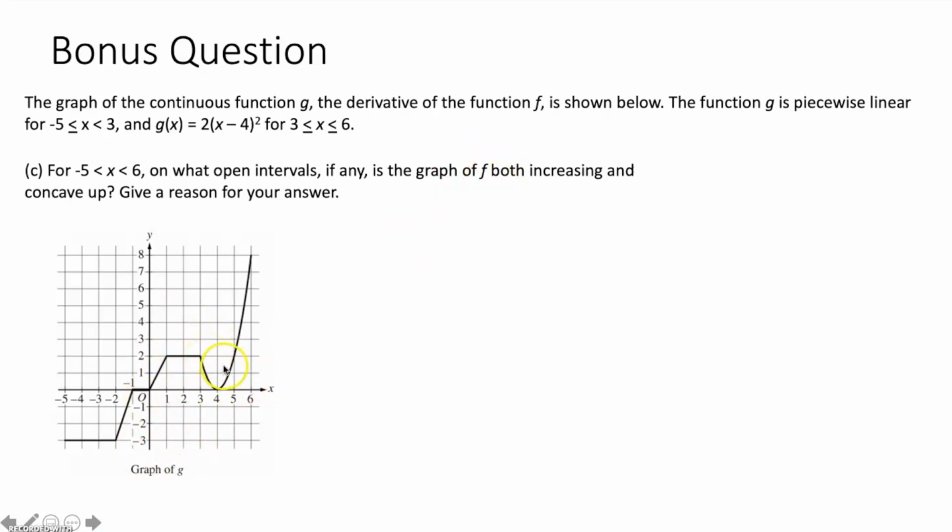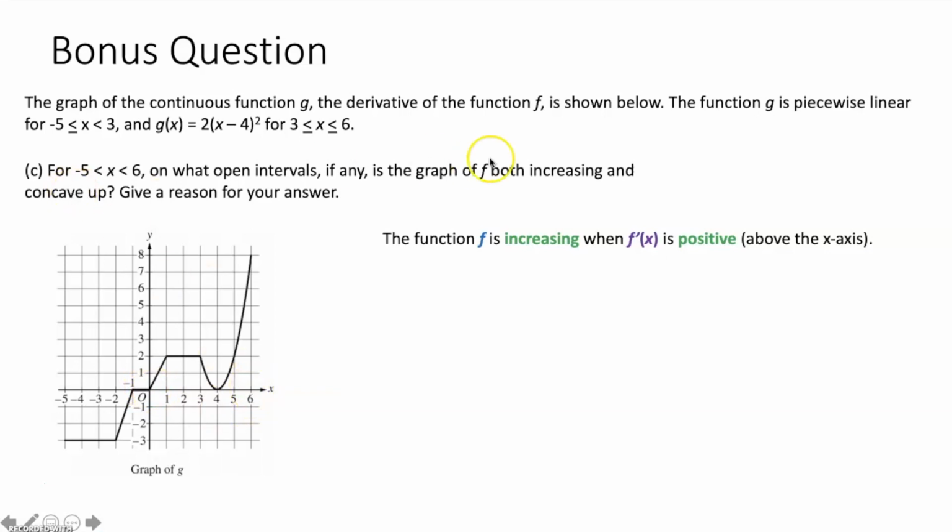Now in order to find where the graph of your original function f is increasing or decreasing, you need to look at the y values of the graph of your derivative. If the y values of the graph of your derivative are above the x-axis, if it's positive, then you know the graph of your original function must be increasing. So the graph of your original function f would be increasing on the open interval from x equals 0 to x equals 6.